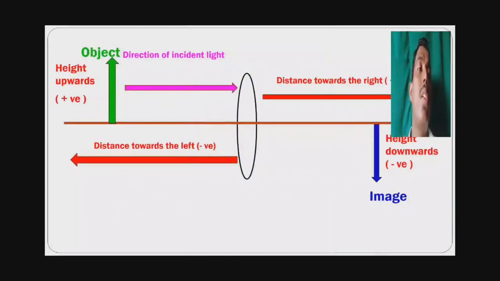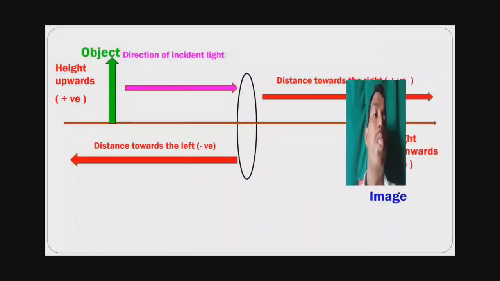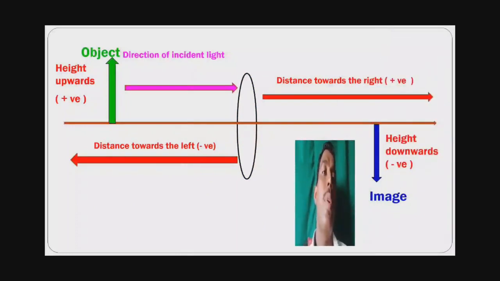Here we can see there is a convex lens and an object. The object is above the principal axis. It forms an image below the principal axis. Here the direction of incident light is given. If the distance is measured in the direction of incident light, then the distances are taken as positive. That's why distances toward the right are positive. If the distance is measured opposite to the incident light, those are taken as negative. So distances measured toward the left are taken as negative.